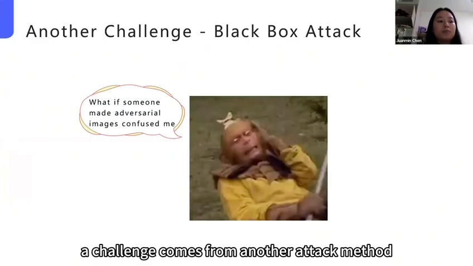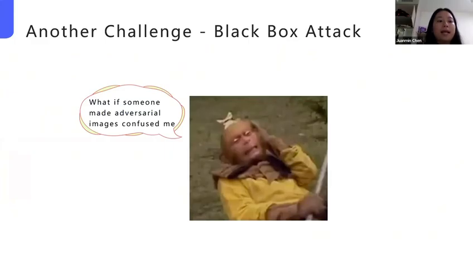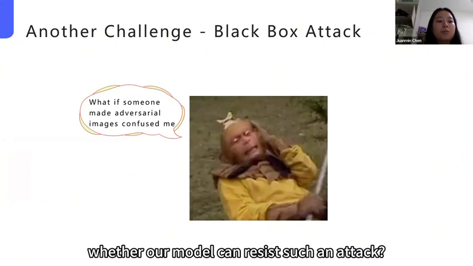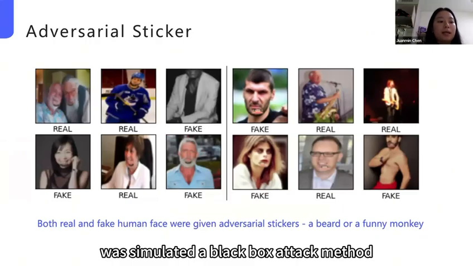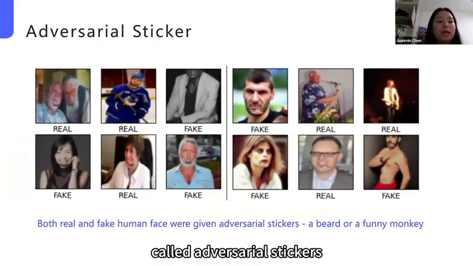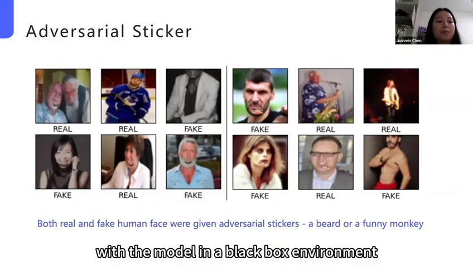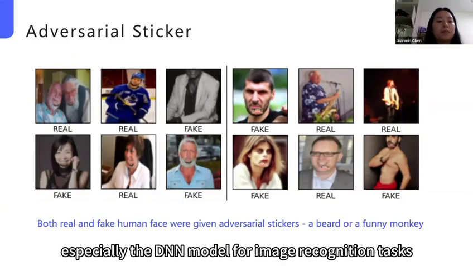A challenge comes from another attack method, the black box attack. If someone generates adversarial samples that may confuse the model, can our model resist such an attack? We simulated a black box attack method called adversarial stickers, which was proved to be able to physically interfere with the model in a black box environment, especially the DNN model for image recognition tasks.